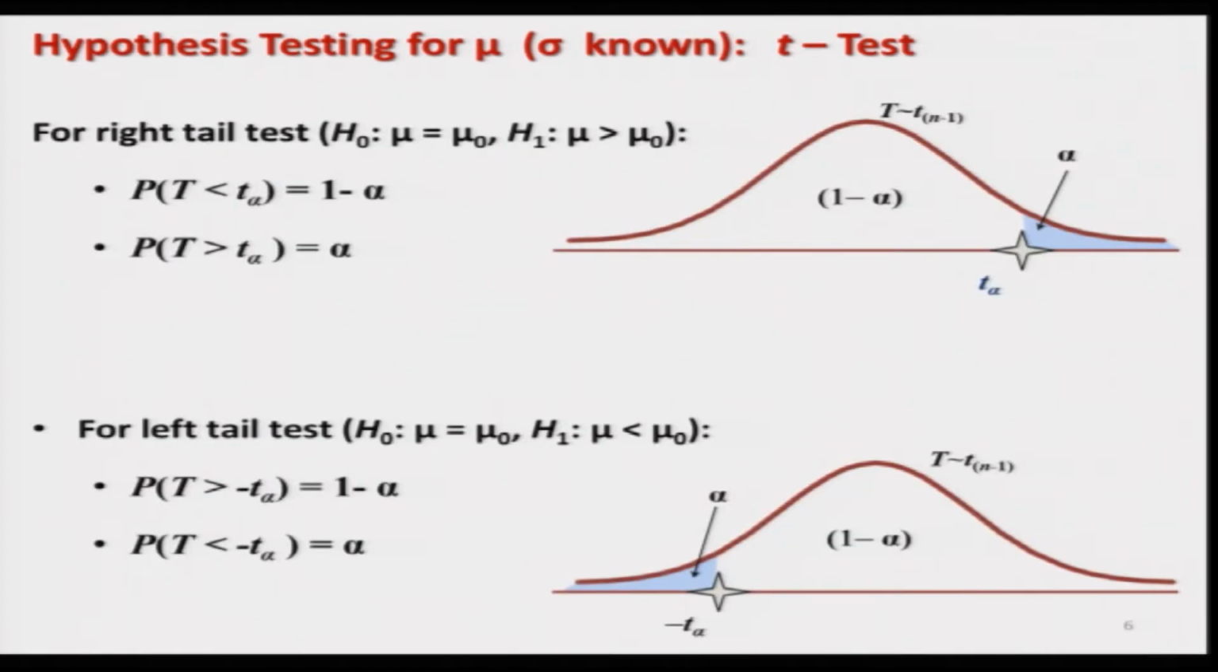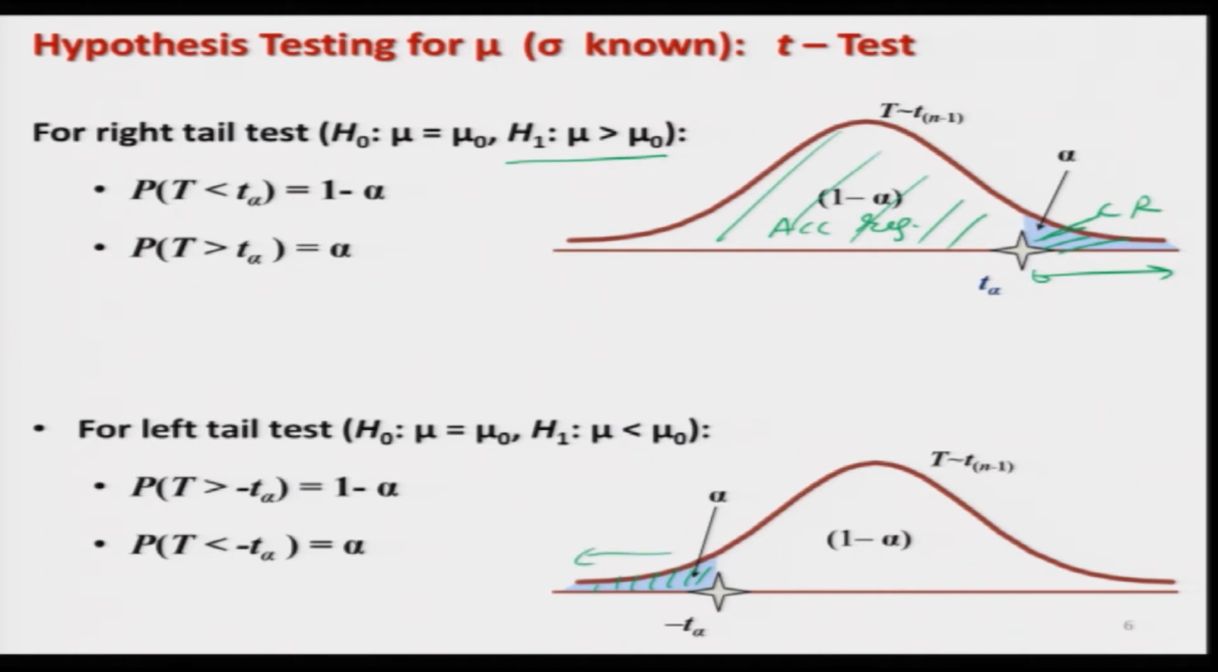Now, similarly, in the case of H1: mu is greater than mu naught, that is a right tail test, the critical region is going to be on the right hand side. Compute the value of TC and see where it is lying. So, this is your acceptance region and this is your critical region, and see where the calculated value of the T statistic lies. If it is lying in the acceptance region, accept the hypothesis. If it is lying in the critical region, reject the hypothesis. And similarly for the left tail test also, the critical region is going to be on the left hand side.